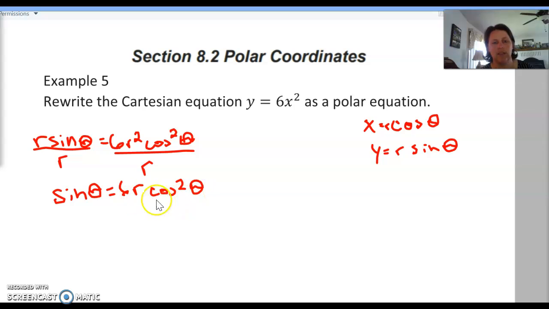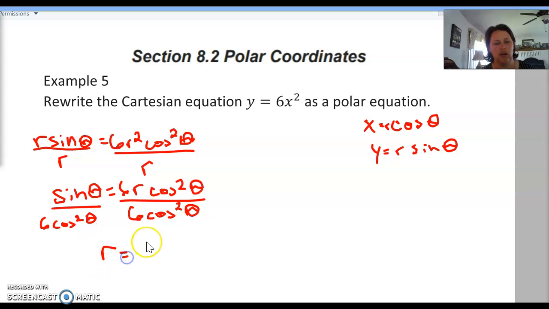And now I want to solve for r. So I'm going to divide both sides by 6 cosine squared theta. And then we have our final solution: r is equal to sine of theta over 6 cosine squared of theta. And that's your final answer.